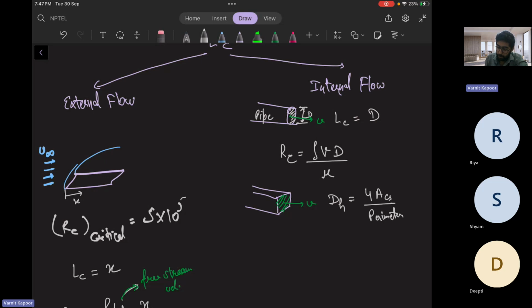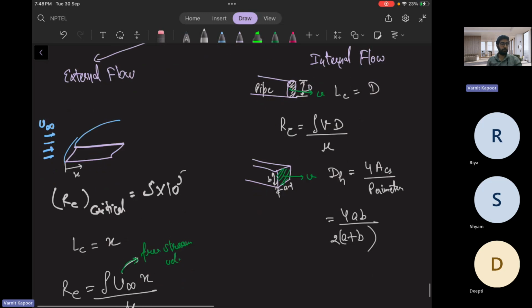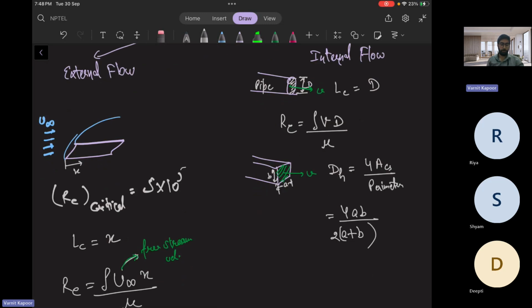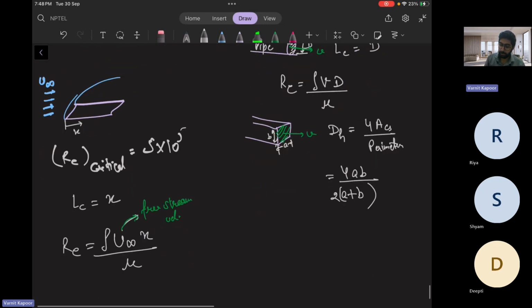Okay, so what is the area? 4 into, suppose this is A, this is B, 4AB to 2 of A plus B. Okay, for such kind of cross section, 4AB and 2 of A plus B. So this will be 2AB by A plus B.